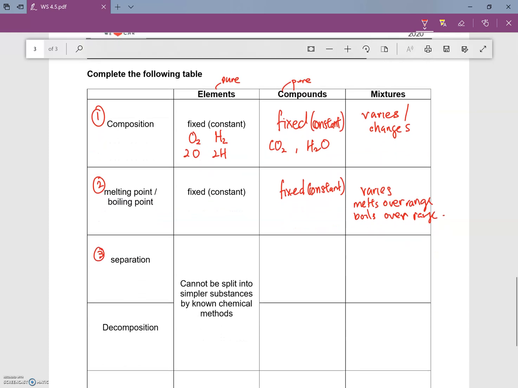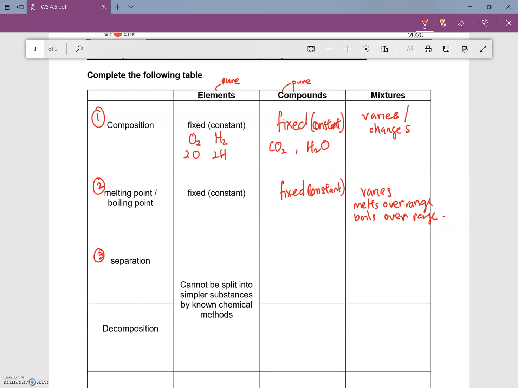Now, in terms of separation, elements cannot be split into simpler substances. For compounds, there's only one type of separation that can do it, which is chemical processes. Whereas for mixture, we separate them by physical processes. If you remember in the previous chapter, we mentioned some of the chemical processes. We have thermal decomposition, so breaking down by heat. We have also electrolysis, using electricity to break down the substance.